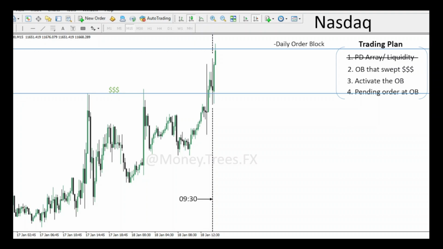So we have price trading to the daily order block that we have identified on the daily time frame. So now that we are inside of our trading time, we're gonna drop to our entry time frame and start looking for our setups.